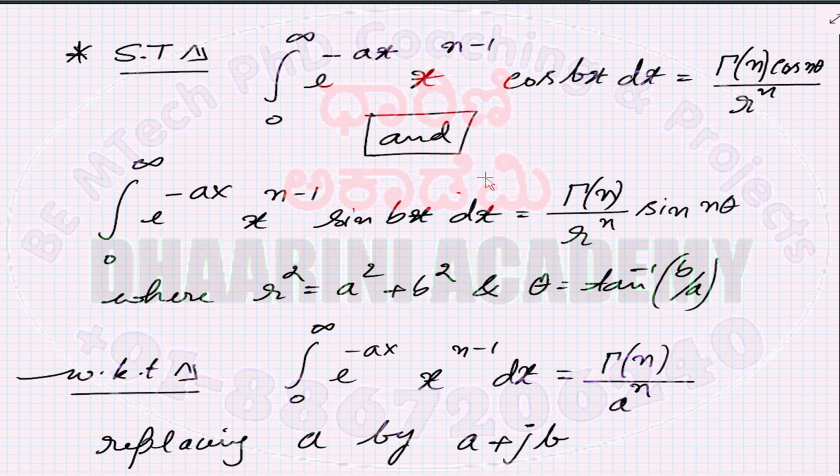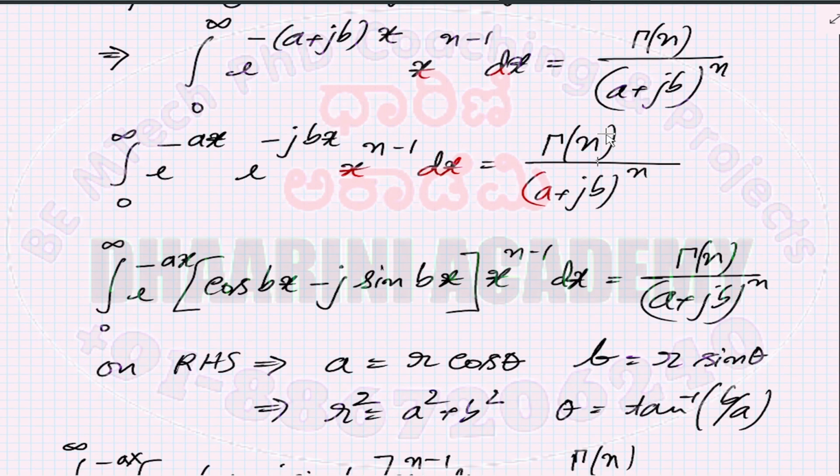And another part is the same function but with the sine. So integral of e to the minus ax x to the n minus 1 sine bx dx should be equal to gamma n by r to the n, sine n theta. They have given a detail that you can use r square is equal to a square plus b square. Theta can be equated to tan inverse of b by a. That's the given data.